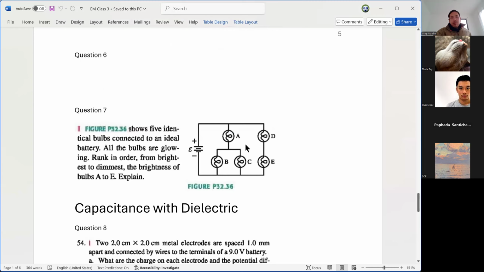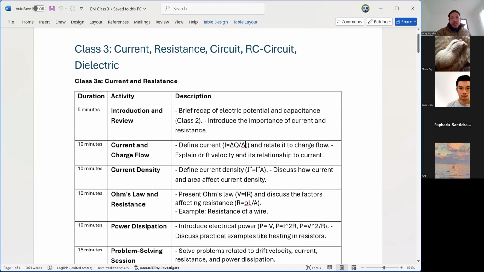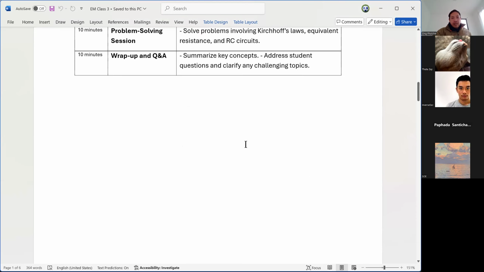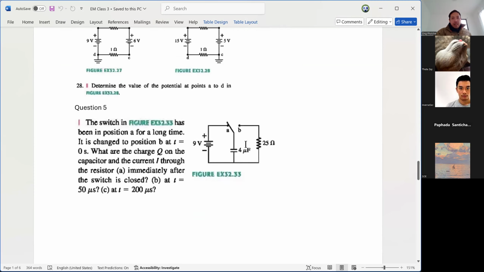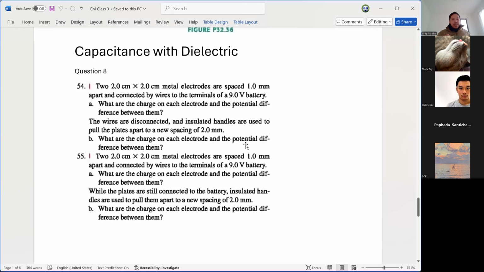So this chapter will be about current, resistance, and circuits, and there's a question on capacitance and dielectric. So question number 8, let's look at that. There are two sub-questions, two quite different situations. So let's see the first one. We have 2 by 2 centimeters electrodes spaced 1 millimeter apart and with a wire to a 9-volt battery.